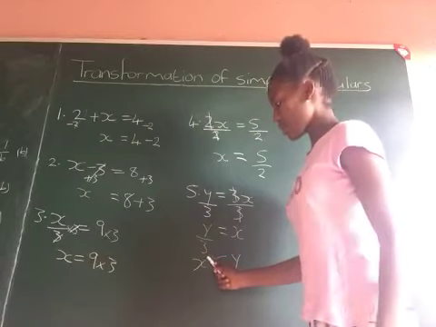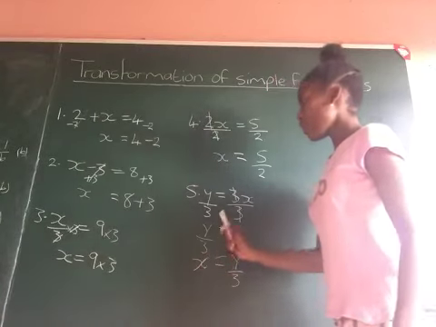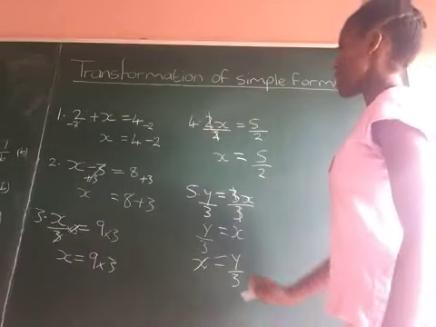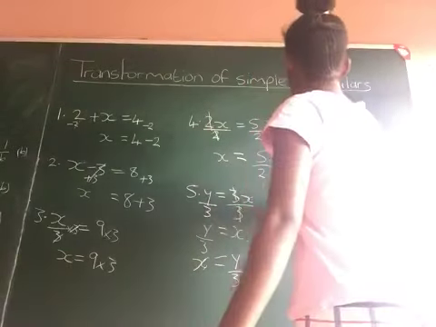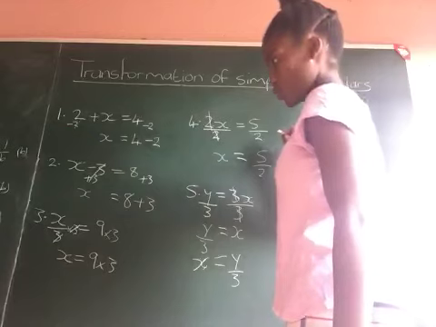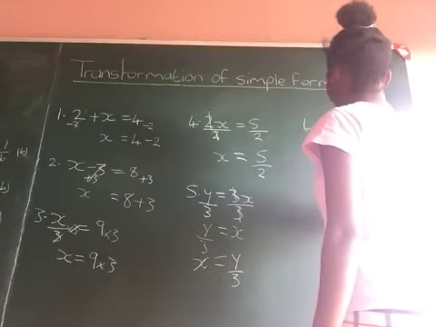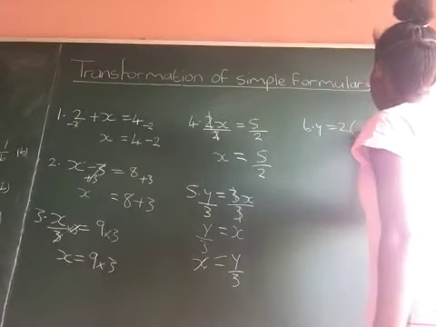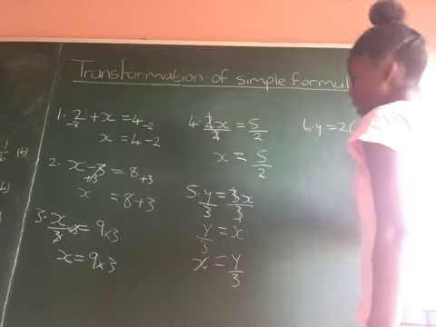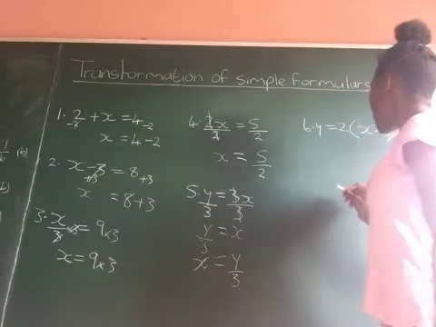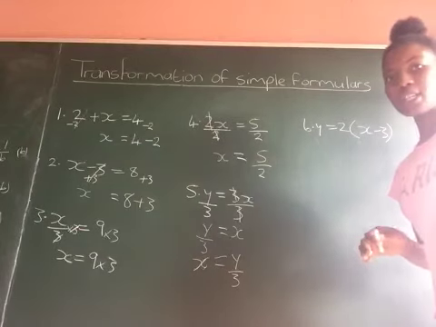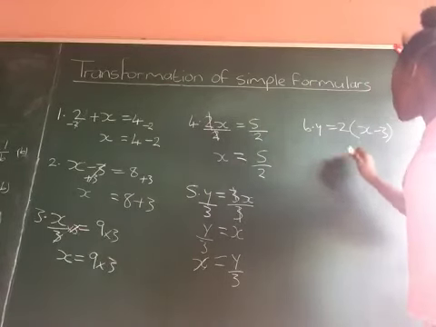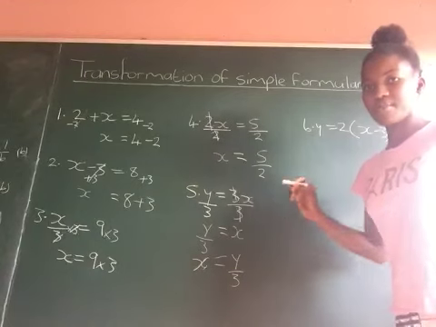The letters, the numbers and letters. Okay, there you have your formula. Now, for example 6, we have y is equals to 2, open brackets, x minus 3. In this case, we are asked to make x the subject of the formula, and here we're dealing with brackets. So, we're going to multiply out of the brackets.